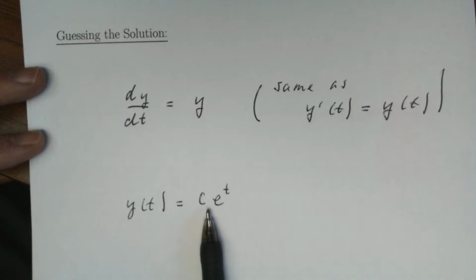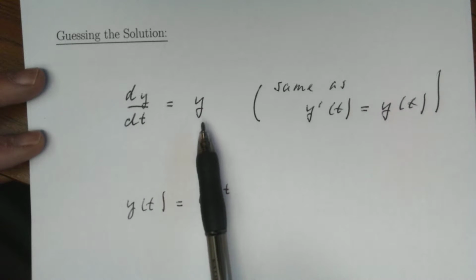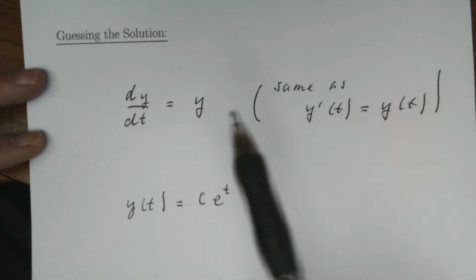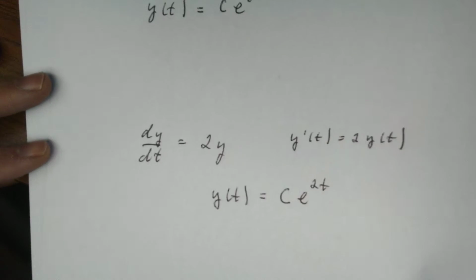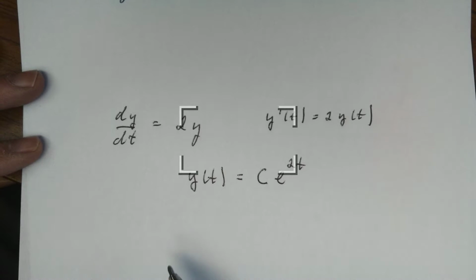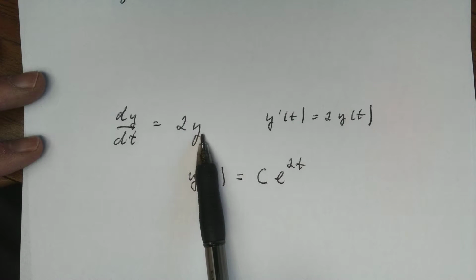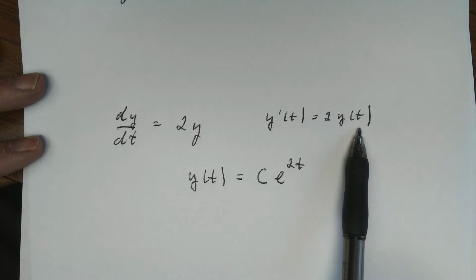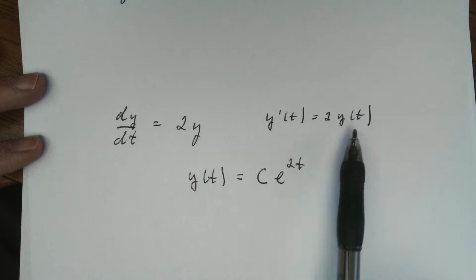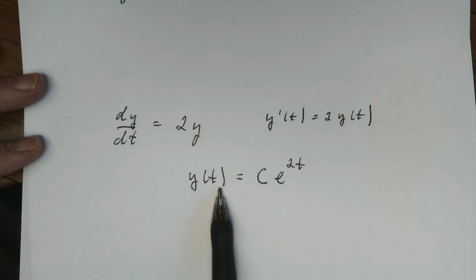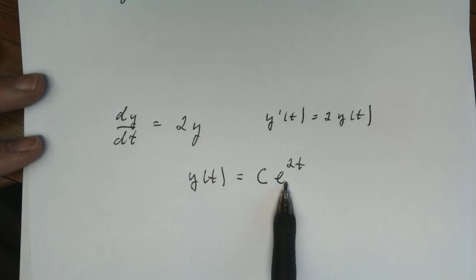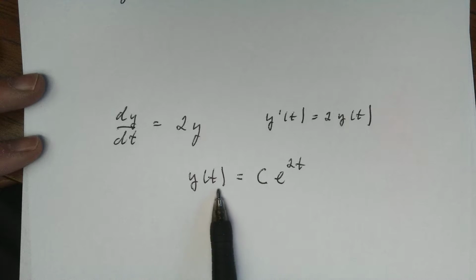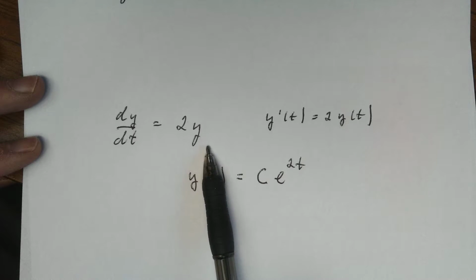More generally, if we have 2e to the t, 3e to the t, 4e to the t, or any constant times e to the t, if we substitute it into each side here, it actually works. Maybe we could do something a little bit more involved, like dy/dt equals 2 times y, or in other words, y prime of t equals 2 times y of t. With a few minutes of reflection, we can see that y of t equals an arbitrary constant times e to the 2t is a solution to this differential equation.